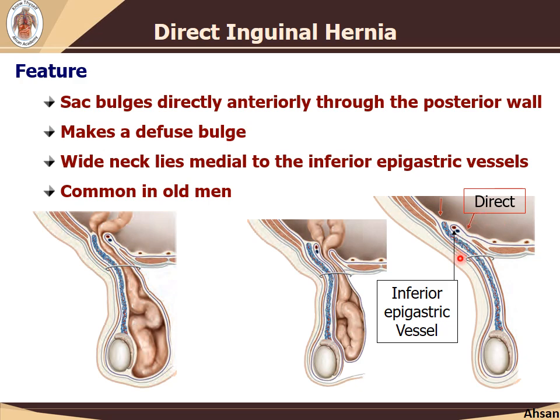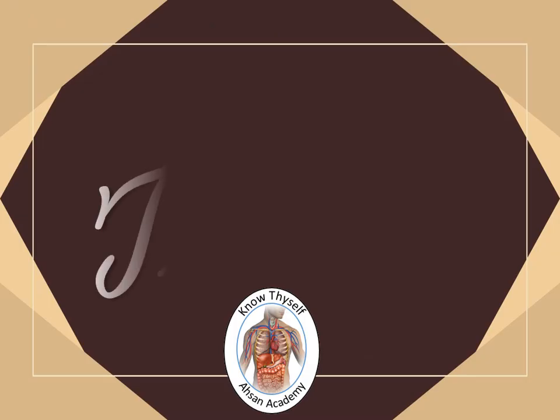Now in older age, if the swelling is a bit diffuse and the surgeon observes that the inferior epigastric vessels are lateral to the neck, this will confirm that this is direct, and we will observe it usually in elderly persons. This is an acquired form. This is not a congenital form. So these four are the main differences between them.